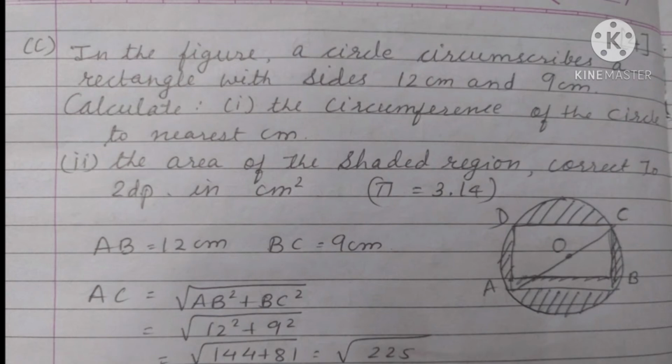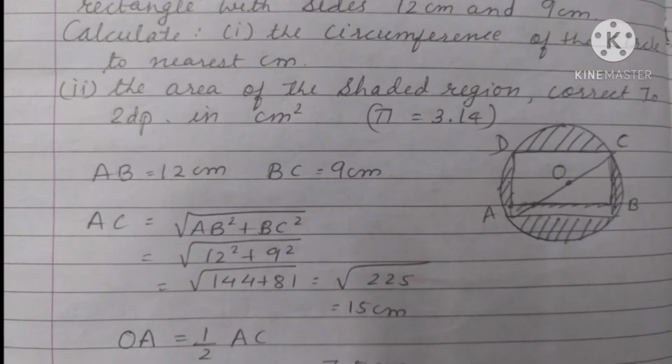Diagonal AC passes through the center O. Now first of all, using our Pythagoras theorem, I find the AC value. So AC is equal to the square root of AB square plus BC square, which is the square root of 12 square plus 9 square. It means 144 plus 81. So I get the square root of 225. So the square root of 225 is 15 centimeter.